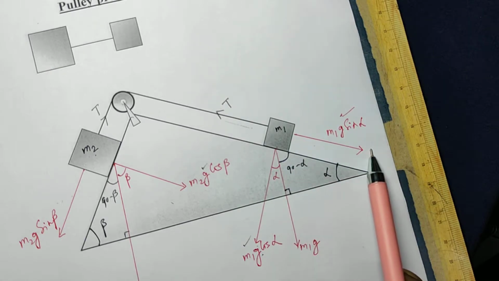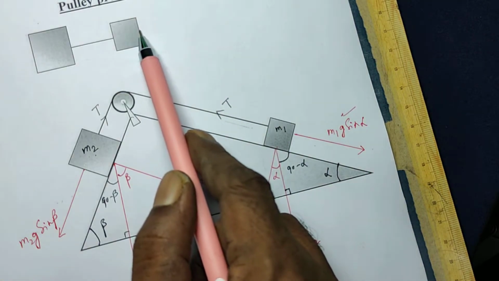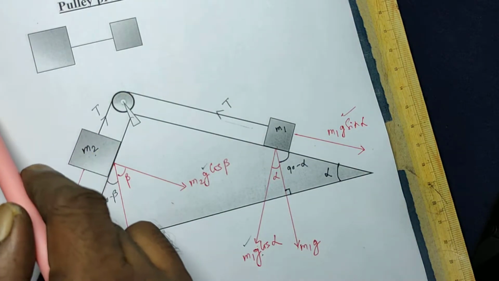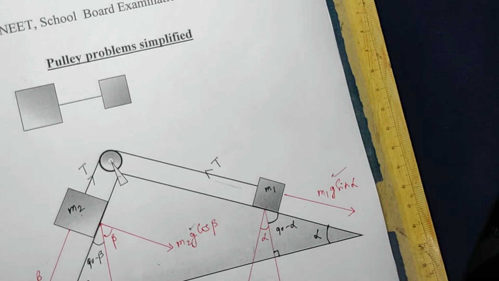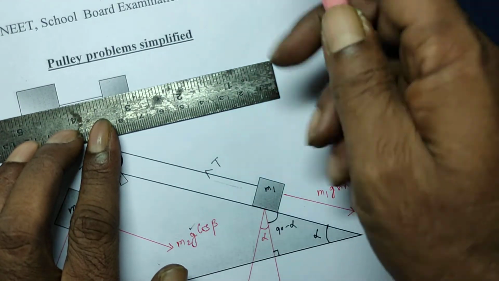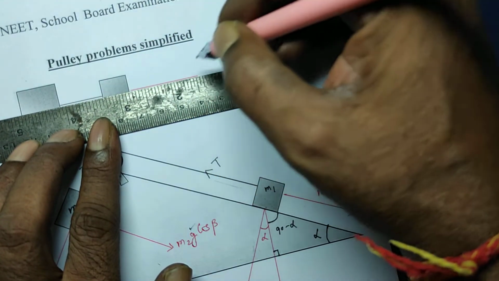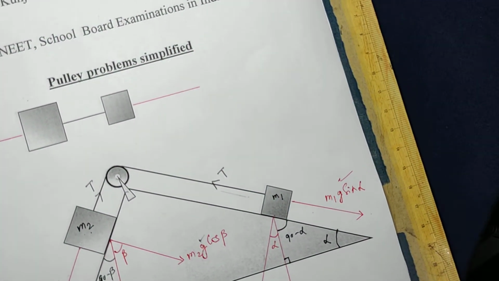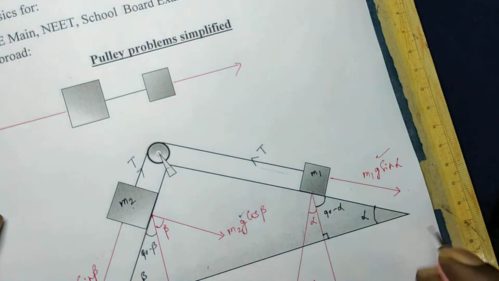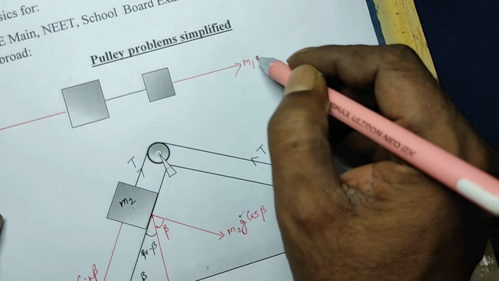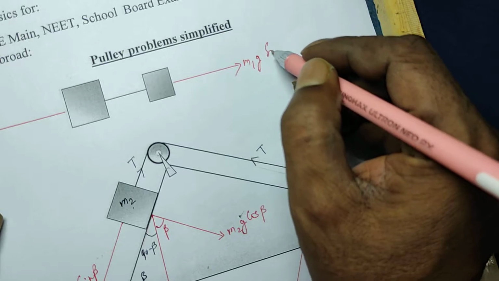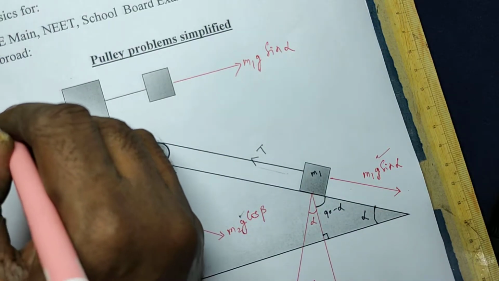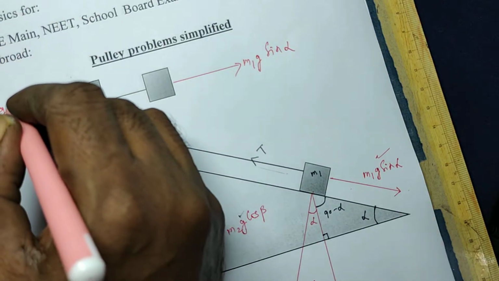So this m1 times g sine alpha at this point is to this side, and m2 g sine beta at this point is to this side. So let me show here. Now, this is your m1 times g sine alpha, and this is your m2 times g sine beta.